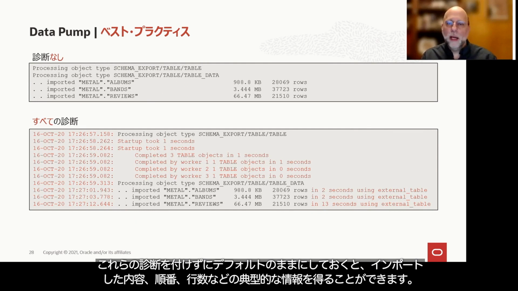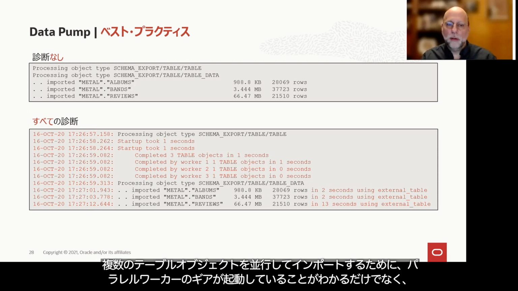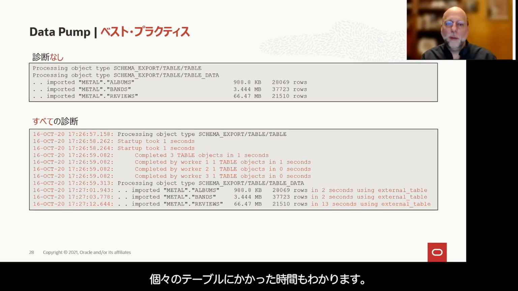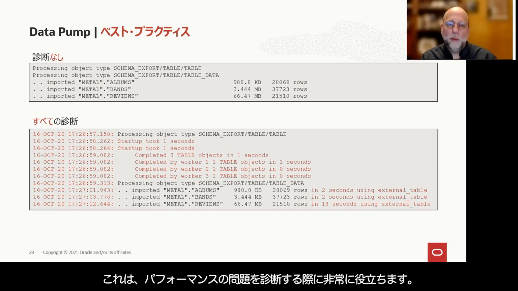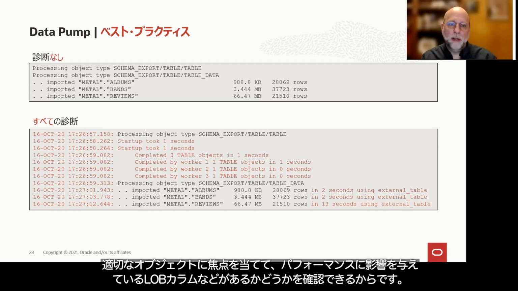If you don't put those diagnostics on, and just take the defaults, then you get the typical what you've imported, in what order, and how many rows and so on, and that's okay. But then look at all the detail you get by saying LOGTIME=ALL and METRICS=Y. Not only do you see that the parallel workers are kicking into gear to import multiple table objects in parallel, but also you see how long every individual table took. And this can be really useful when we're diagnosing performance issues because then we can focus in on the right time for an AWR report or an ASH report and on the right object to see if there's something like maybe LOB columns that are affecting performance.